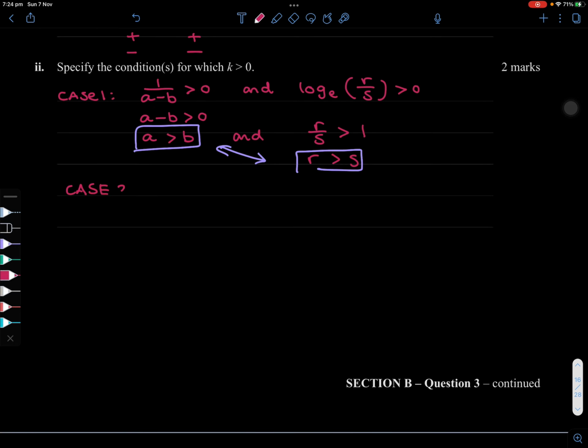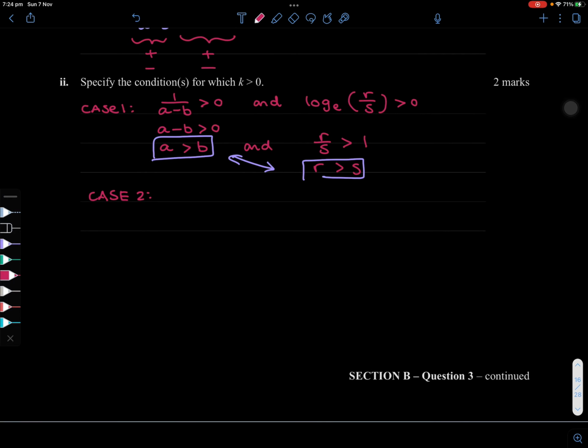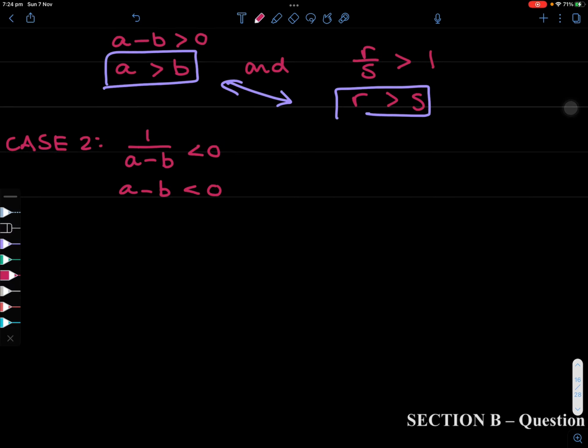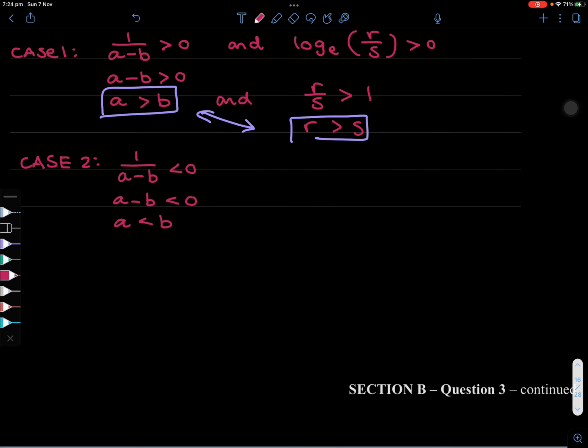Now, case 2 is actually when both of them are negative. So we're going to have to write 1 on a minus b is negative, which implies that a minus b is less than 0, which means that a is less than b. Okay? So that's one of our things there.